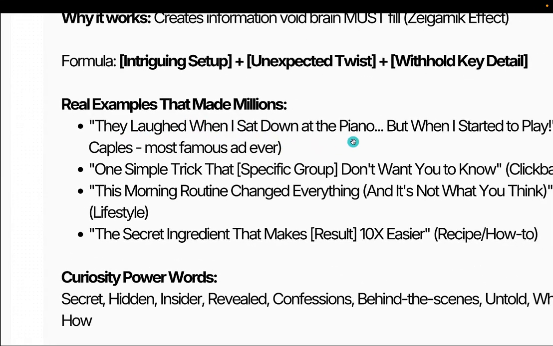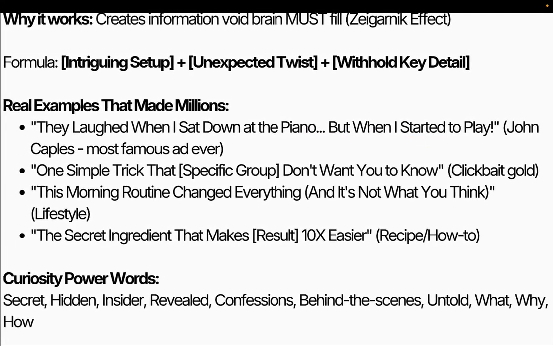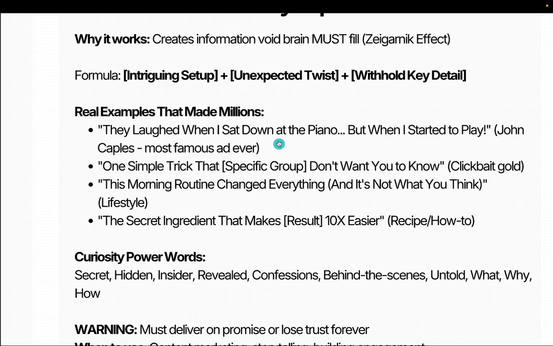They loved when I sat down at the piano, but when I started to play... One simple trick that specific group don't want you to know. So with this particular example, you can make it one simple trick that millionaires don't want you to know. So it creates this curiosity gap. It tells you that the millionaires have some secrets they are not sharing. So once this curiosity gap is created in your mind, your brain is definitely going to be forced to fill it. And that is when you get hooked to read the content. Good.